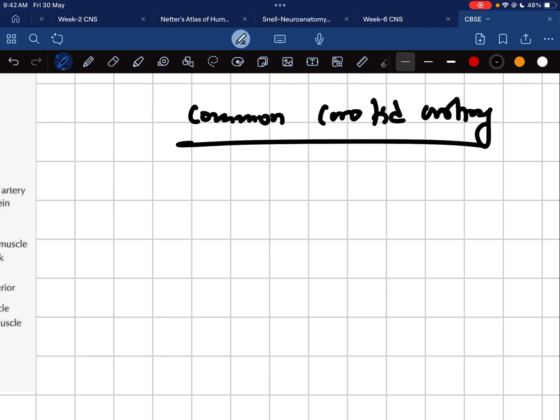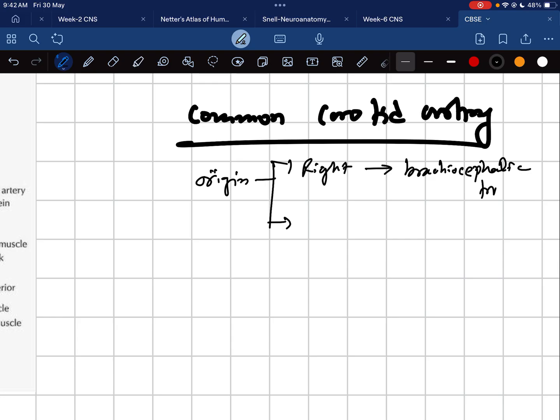Looking at the origin, there is a right and a left common carotid artery. The right common carotid originates from the brachiocephalic trunk, which we already discussed, also known as the innominate artery, and it originates behind the sternoclavicular joint.